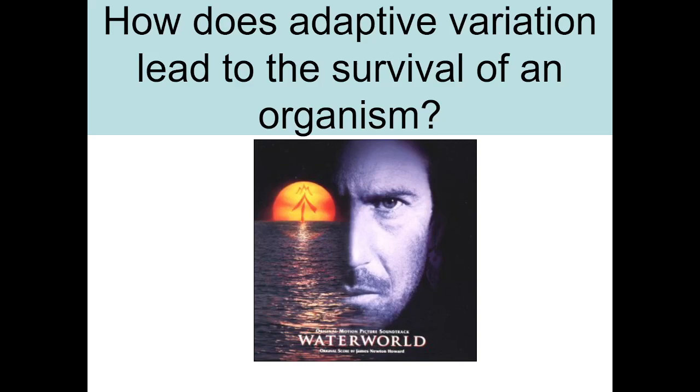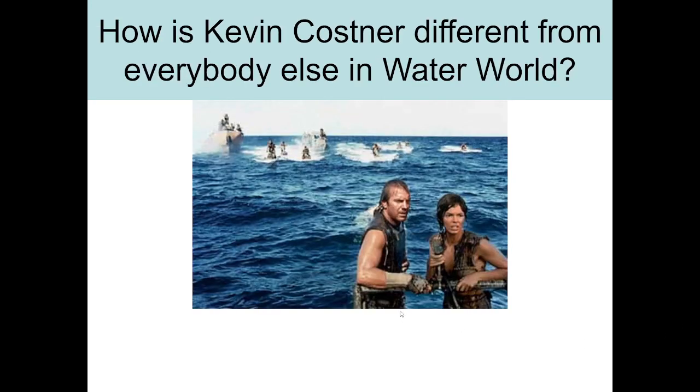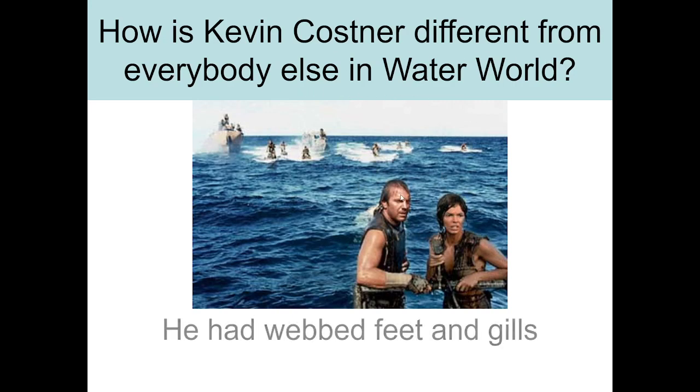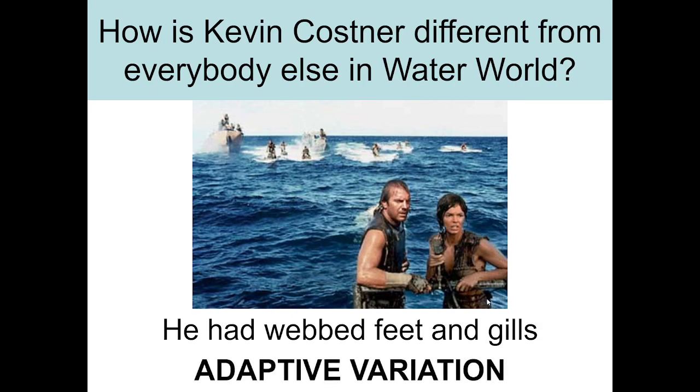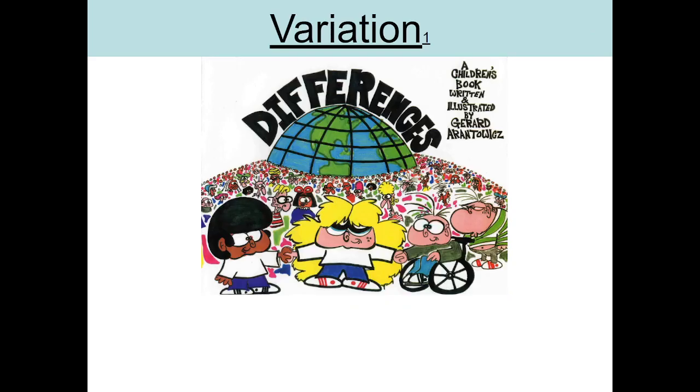So for today's science lesson, we'll be learning how adaptive variation leads to the survival of an organism or a species. For example, how is Kelvin Constantine different from everybody else in Waterworld? He has webbed feet and gills, which is an example of adaptive variation.